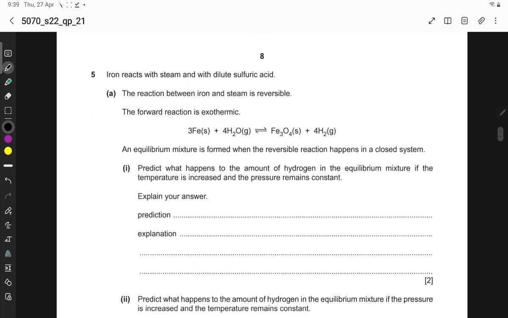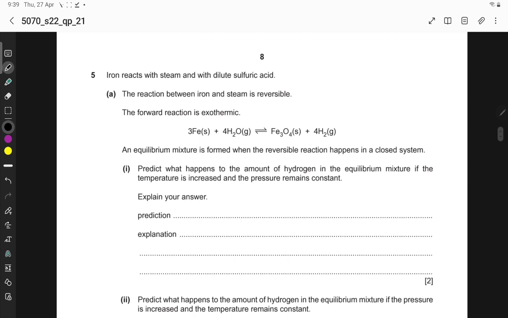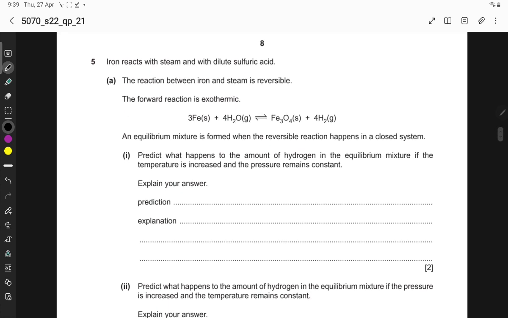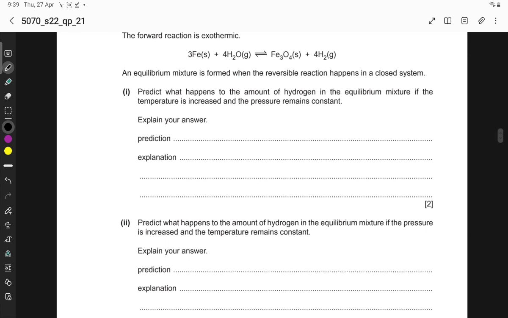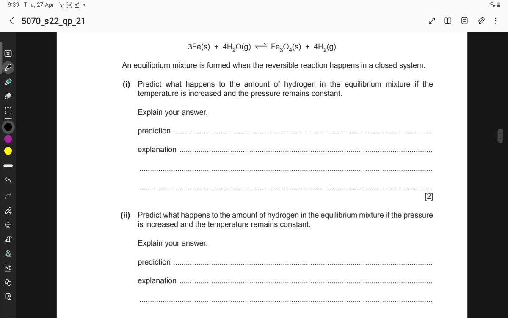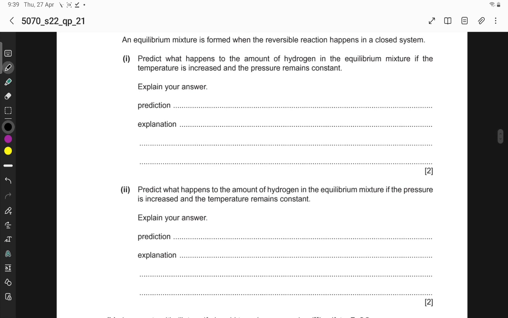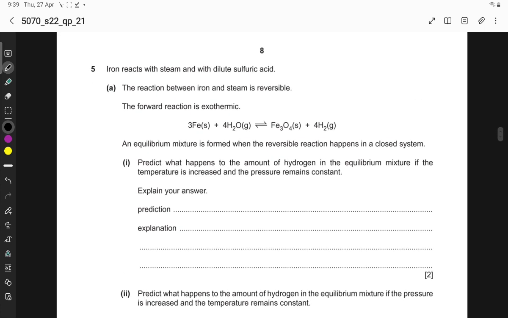Question number 5. Iron reacts with steam and with dilute hydrochloric acid, dilute sulfuric acid. The reaction between iron and steam is reversible. The forward reaction is exothermic. An equilibrium mixture is formed when the reversible reaction happens in a closed system. Predict what happens to the amount of hydrogen in the equilibrium mixture if the temperature is increased and the pressure remains constant. Explain your answer.